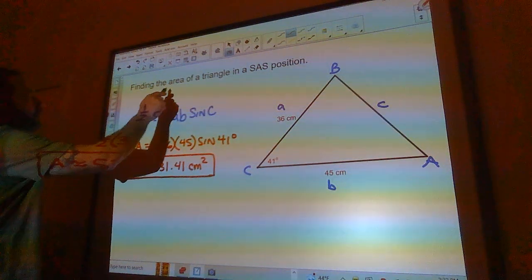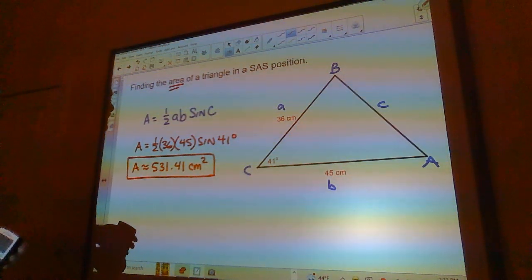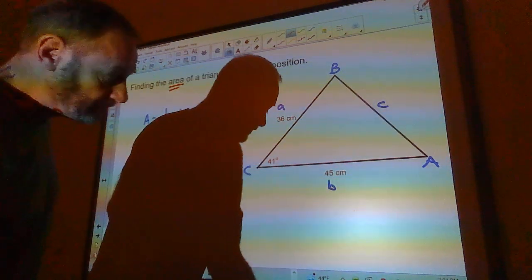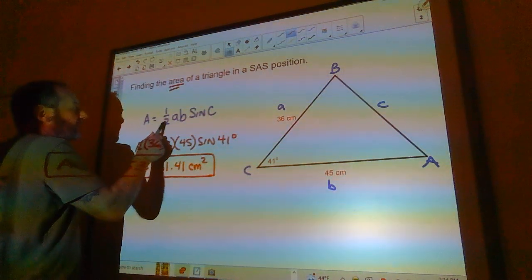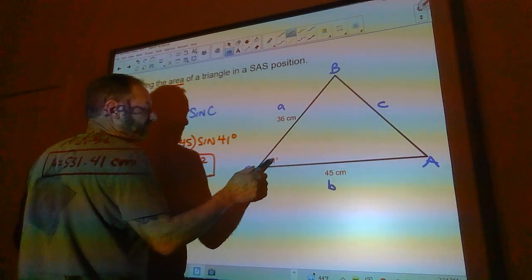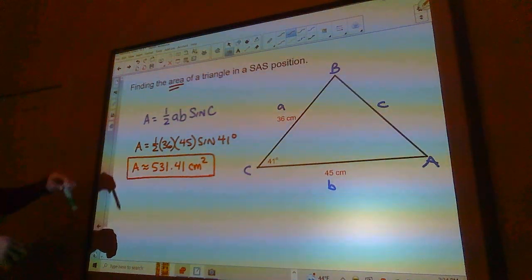So be careful, because that's the first time you've seen an area problem with trig. Make sure you're doing the right thing. So what's this formula? Again, half of one side times another side times the sine of the angle between them.